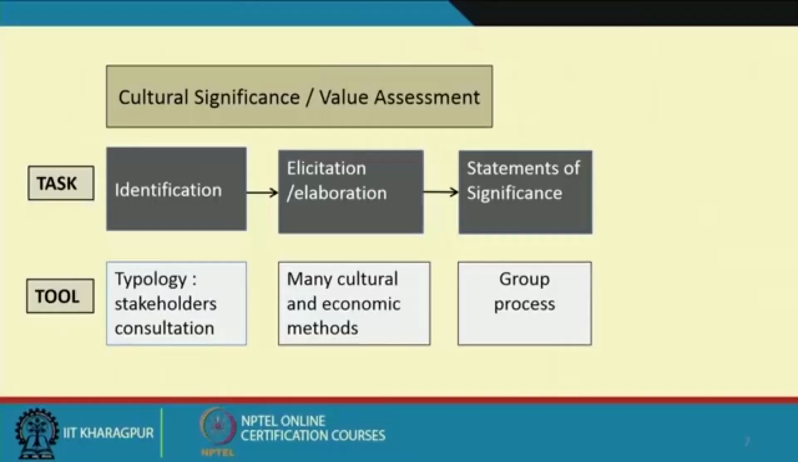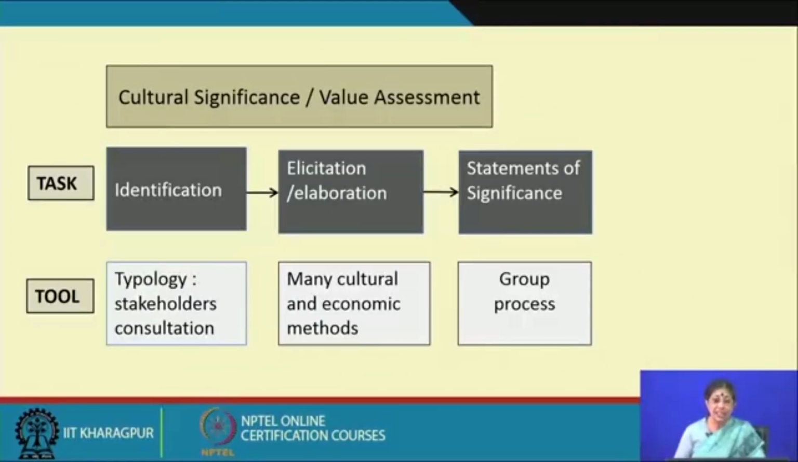And this statement of significance is a group process. It can't be done individually. As I said, just thinking that this one is beautiful and the other one is inspiring is not enough. It has to be done through a systematic, transparent process, involving all the stakeholders, and then finding out the statement of significance and the types, the degrees.